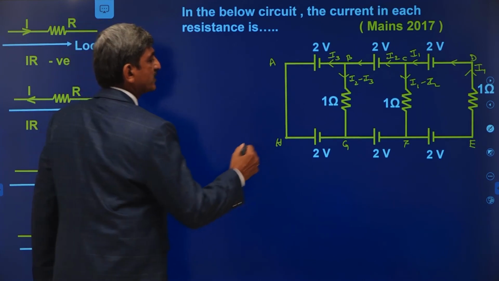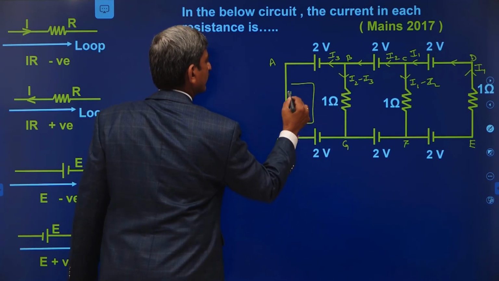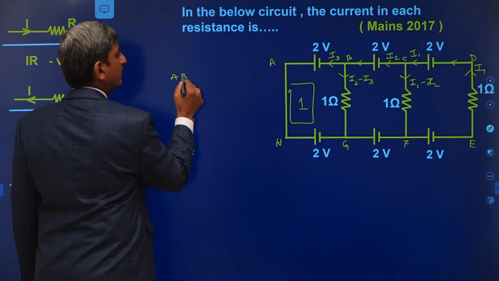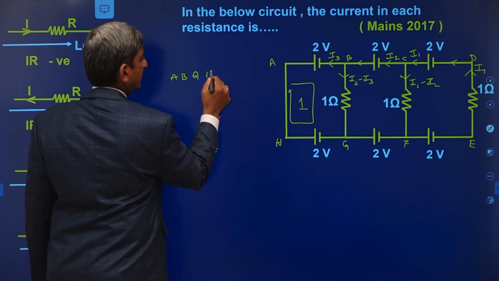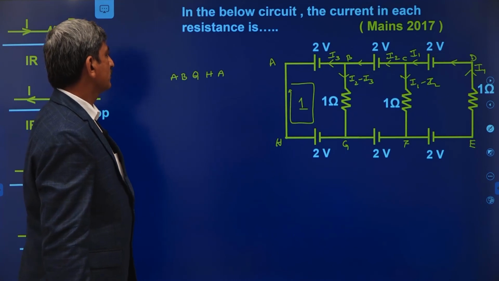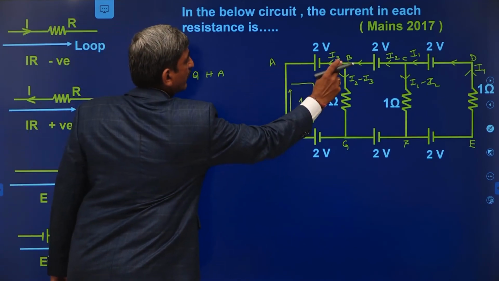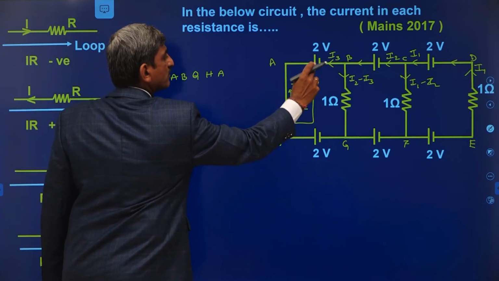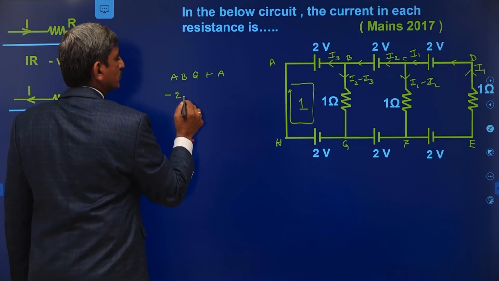For that, first let us take the loop A, B, G, H, A. This is loop 1. For this loop, what can we write? When we move from A to B, there is a cell. We are moving from the positive terminal to the negative terminal. So in this case, minus 2.